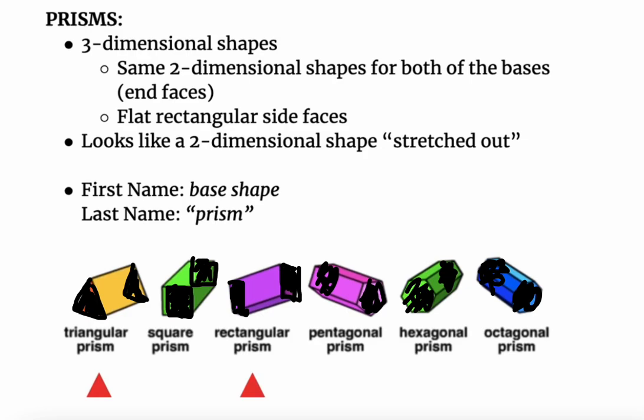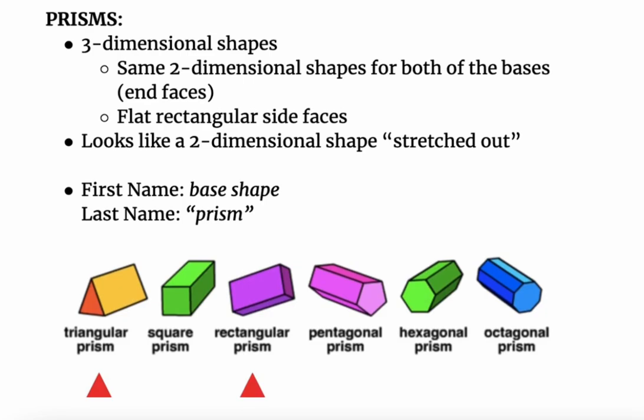And then the other characteristic that they share is that for all of the different prisms, they have flat rectangular side faces. So if you look on the sides here, they're all flat and rectangles. And that's because each of the sides of that face is going to create a rectangle.